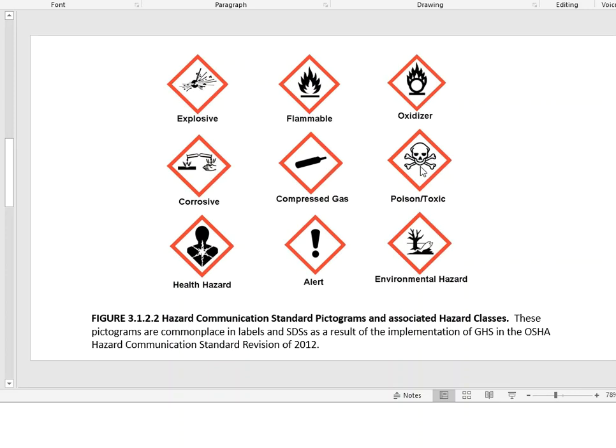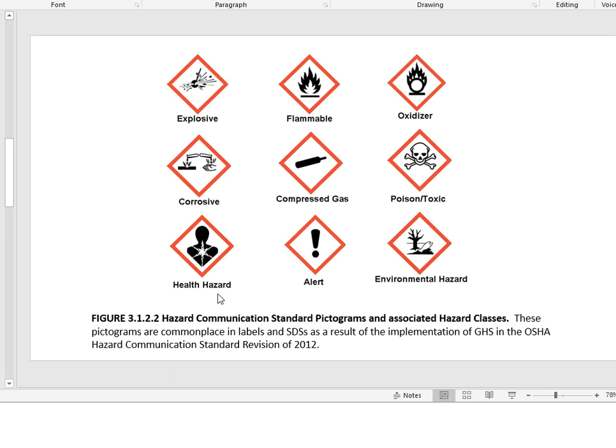Next one are the skull and crossbones. That represents poison and toxic. So again, if you're choosing a chemical that has this pictogram on the label, you want to understand that you shouldn't be breathing that stuff in. You should not get it onto your skin. You shouldn't get it near your mouth. And if you do get some type of exposure with it, you need to make sure that you clean it off extremely well before you spread that poison, toxic chemical to someone else.